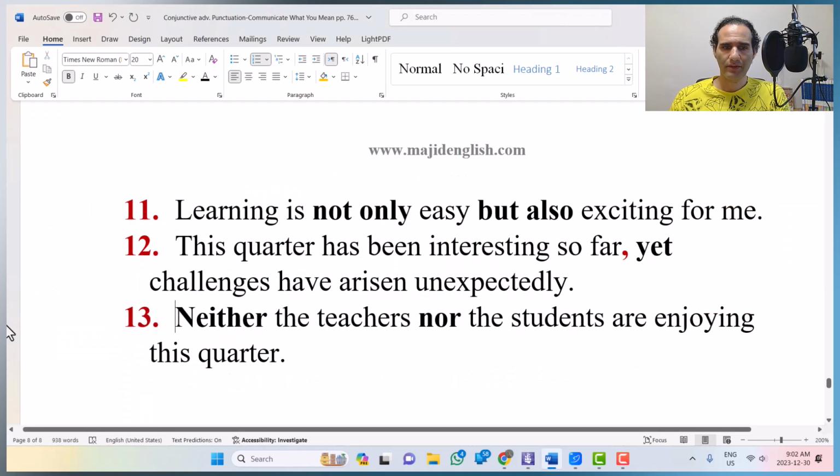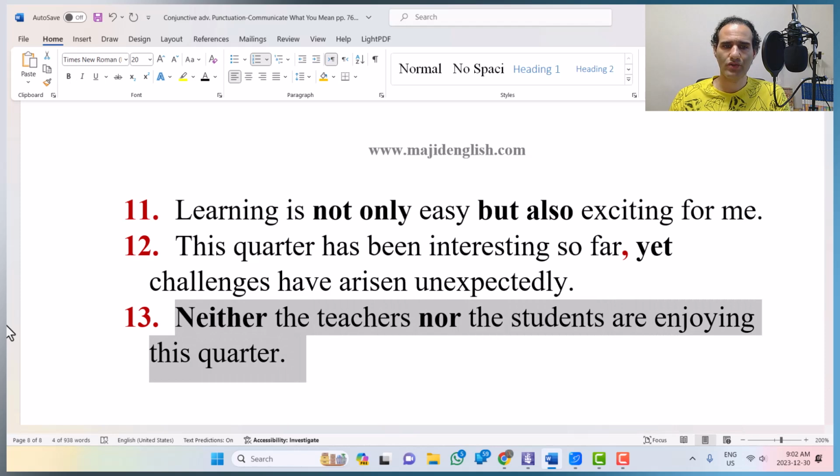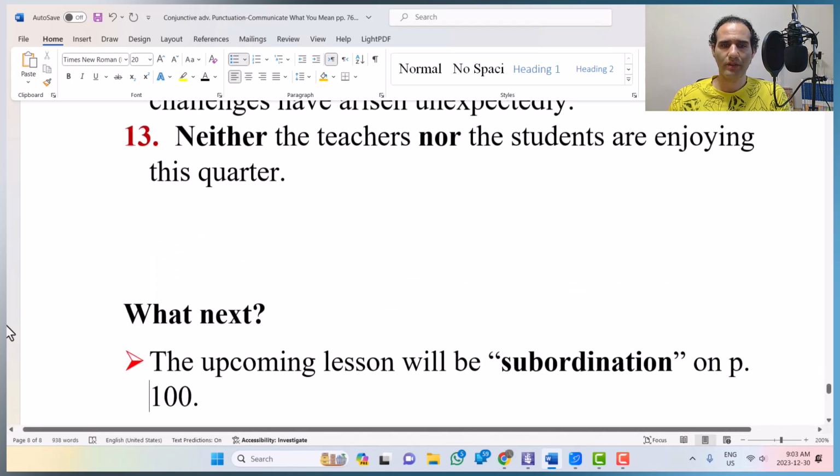And number 13, neither the teachers nor the students are enjoying this quarter. So it means the teachers are not enjoying, the students are not enjoying. Okay, and finished. So what comes next?